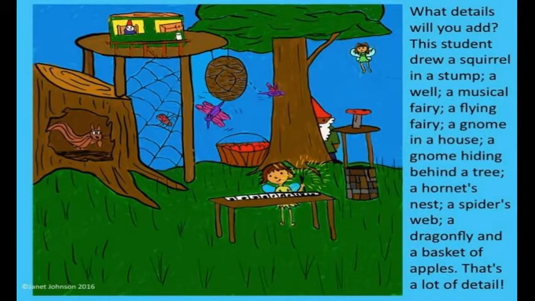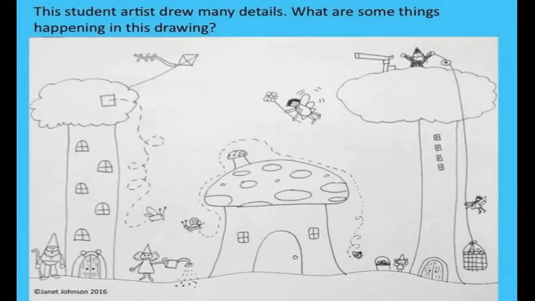What details will you add? This student drew a squirrel and a stump, a well, a musical fairy, a flying fairy, a gnome in a house, a gnome hiding behind a tree, a hornet's nest, a spider web, a dragonfly, and a basket of apples. That's a lot of details. This student artist drew many details. What are some things happening in this drawing?